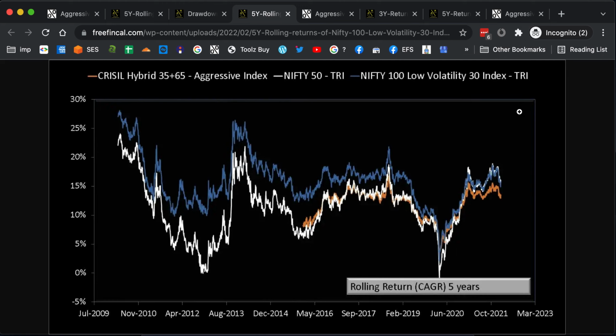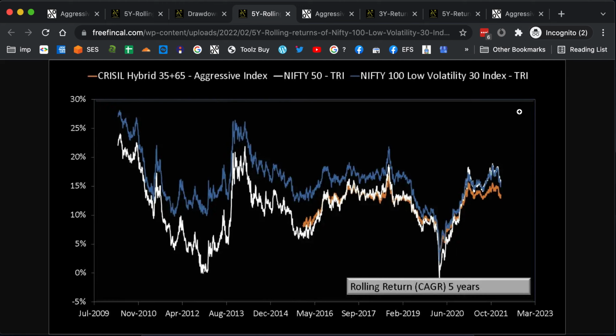So if at all somebody launches an aggressive hybrid index fund, I will be very happy to sign up for that, because you're getting Nifty like returns at much lower volatility and much lower drawdown. So that's an excellent feature of the aggressive hybrid index.